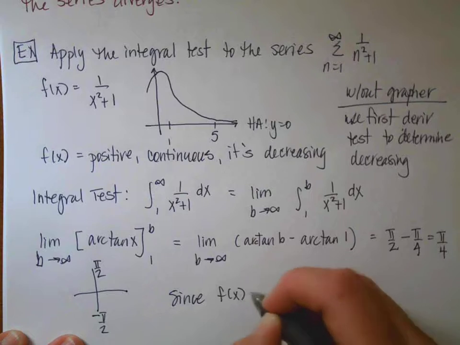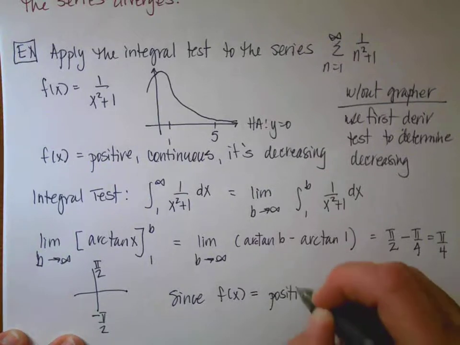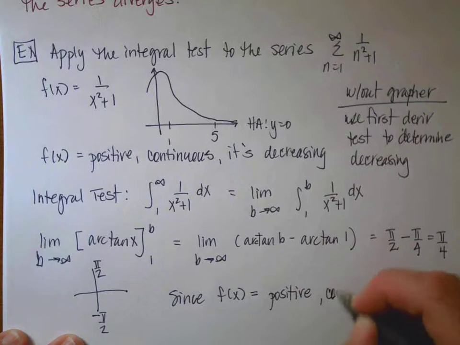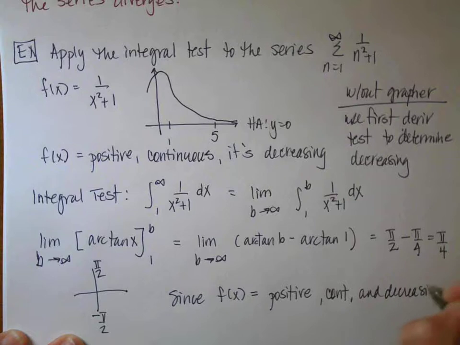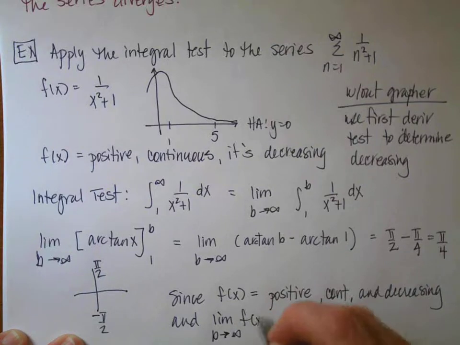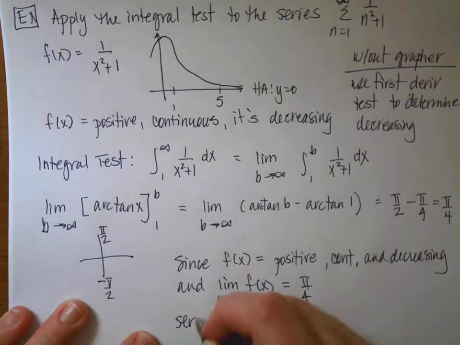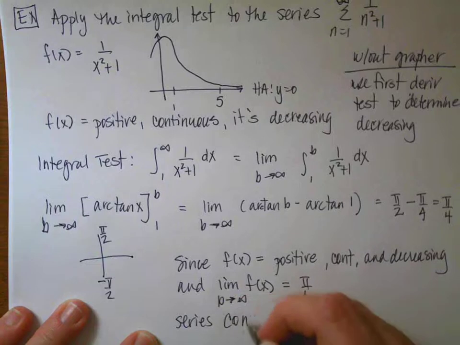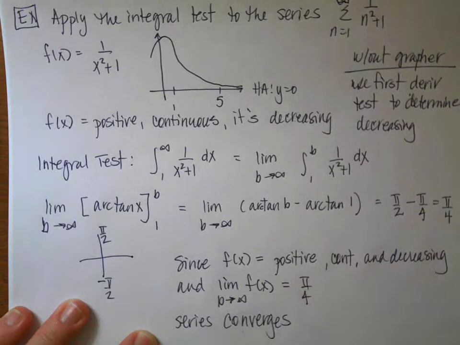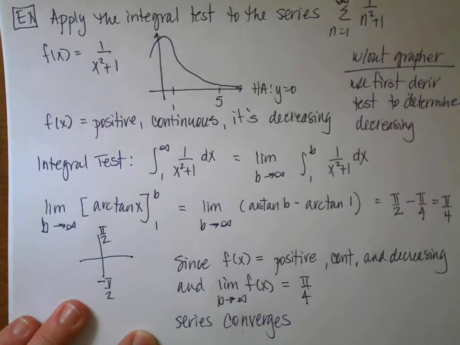So since f of x, and I'm just restating this so we kind of see maybe what our solution should look like, it is continuous and decreasing, and the limit as b approaches infinity of the integral of f of x is equal to pi over 4, then we would say that the series converges. Alrighty, so that's kind of it for our integral test.